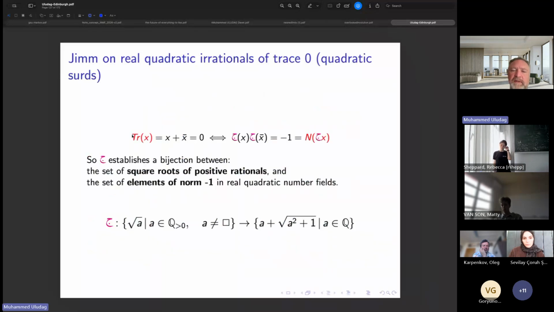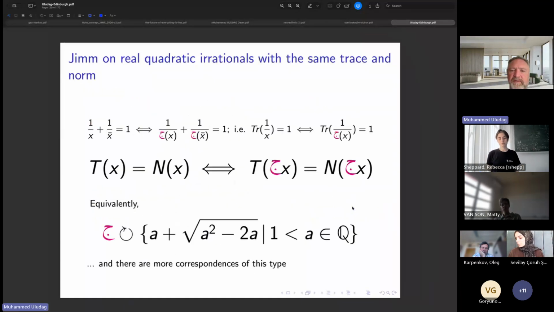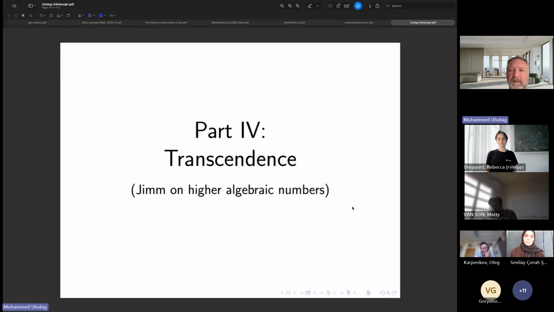Concerning the functional equation relating traces and norms, this says that trace of x is 0 if and only if norm of Jimm of x is minus 1. And from our list of quadratic surds, you can check that every number on the right-hand side is of norm minus 1, because the left-hand side is always trace 0. For example, here the trace of square root of 10 is 0, of course. And the norm, as you can check, on the right-hand side is minus 1. And we have similar facts concerning norms and traces.